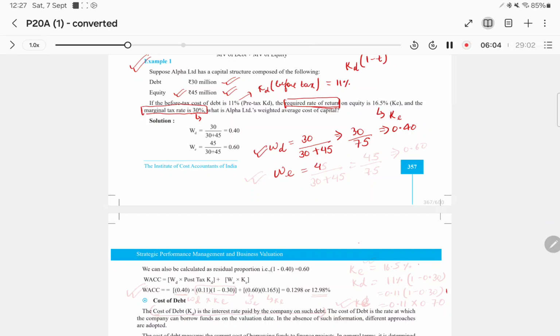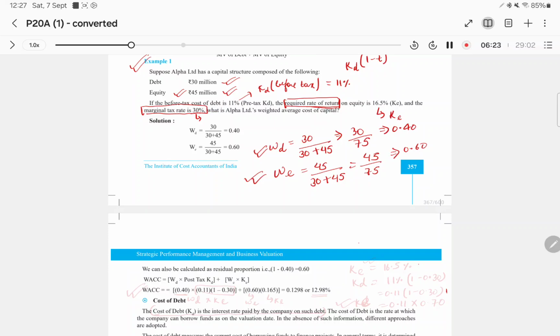It is 45. And in the denominator, what do you take? The sum of equity plus capital. So what is the sum? It is 45 by 75. And what is 45 by 75? It is 0.60. So basically weight of equity is 0.60.